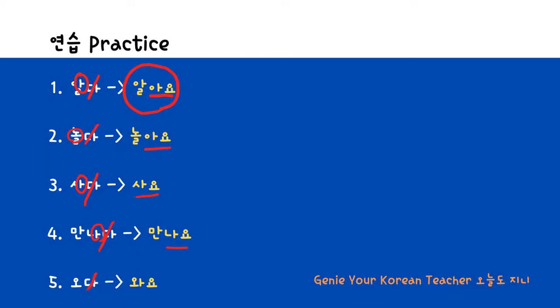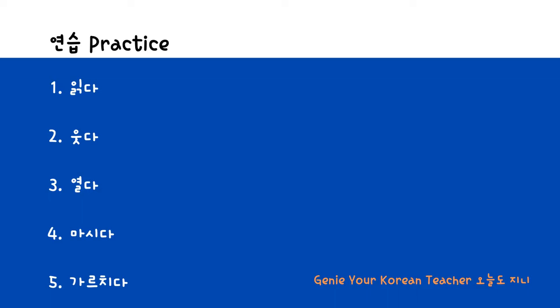오다. Take out 다. It ends with 오. So again, you have to put 아요. And it's supposed to be 오아요. But you can put these two together into 와, 와요. If you read this one really fast, 오아요, it becomes 와요. Alright, the next page.